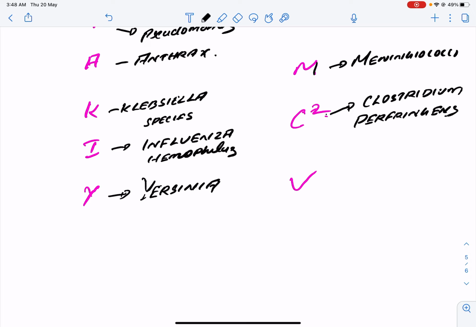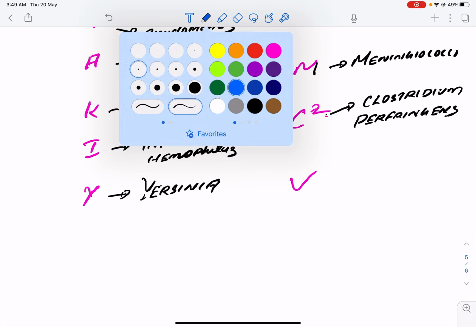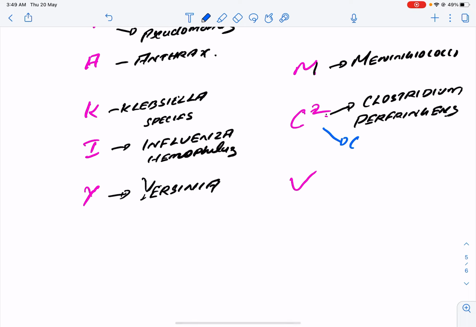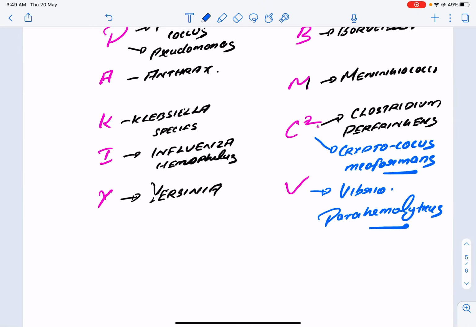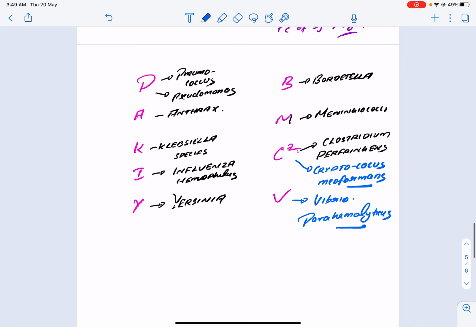And the other is Cryptococcus neoformans. Remember, Cryptococcus neoformans. And V is for, again, Vibrio parahemolyticus. That is also a bipolar staining bacteria. So these are all the main capsulated bacteria in microbiology.